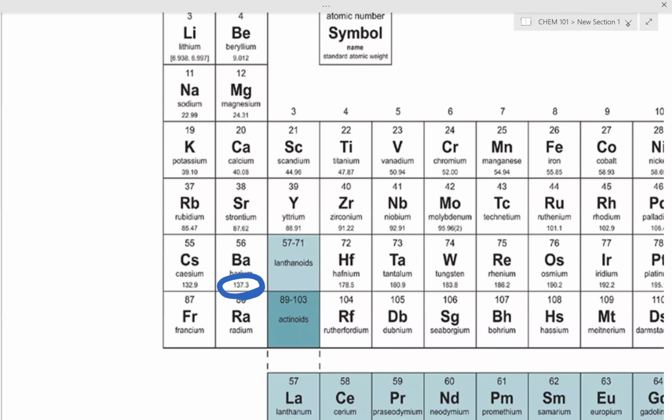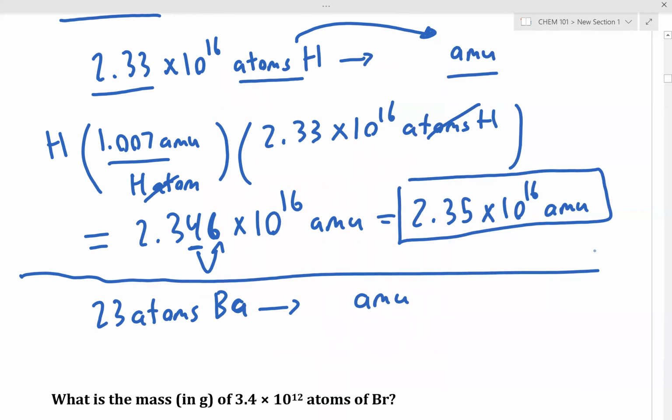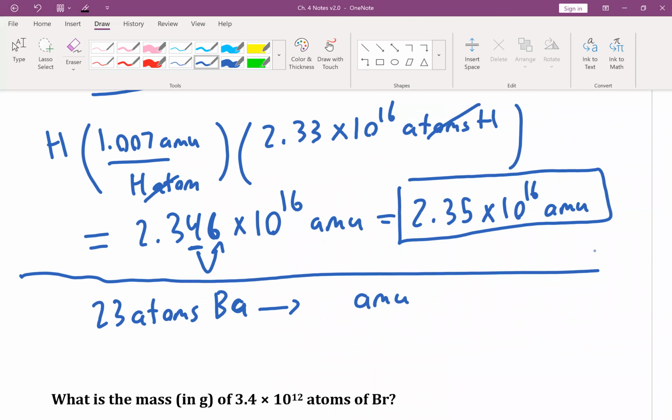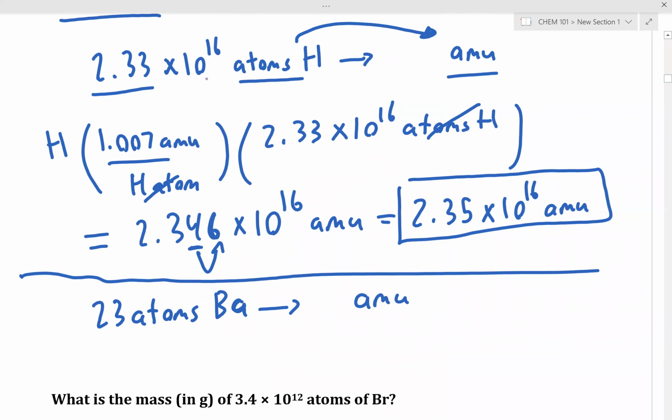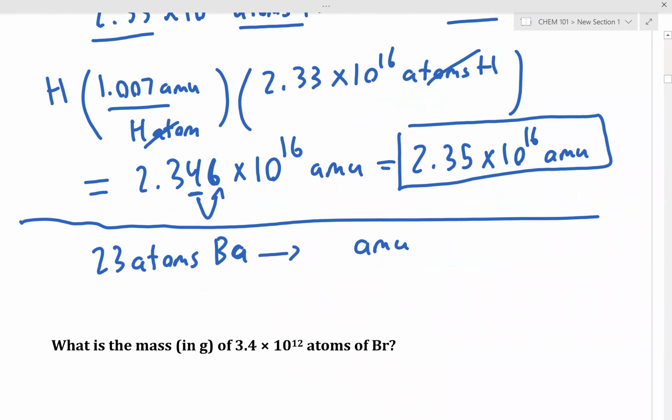137, okay? And let's be specific with our units here. Let's be very, very specific with what units we are dealing with. So we know that it's 137, and the atomic mass has units of what? AMU per what? AMU per atom. So this is the mass in AMU per atom of barium. Okay? And how many atoms of barium are we dealing with? 23. So let's plug that in.